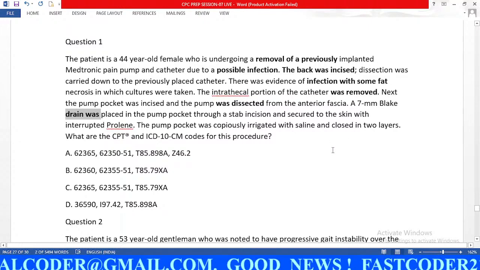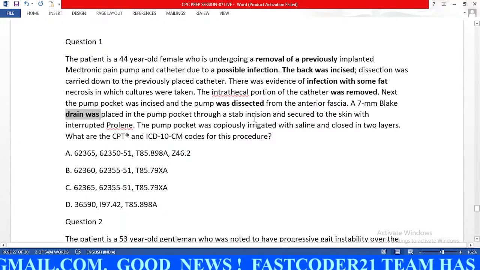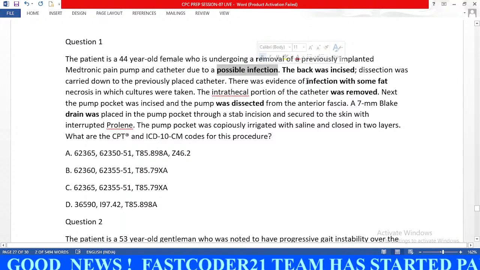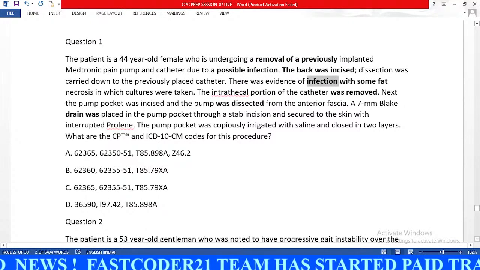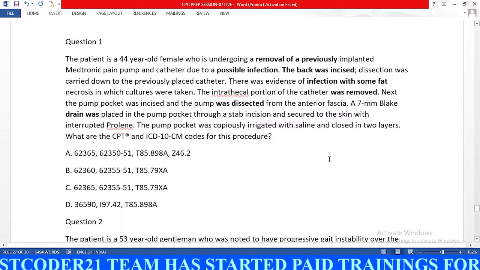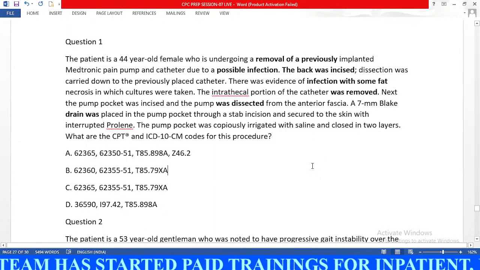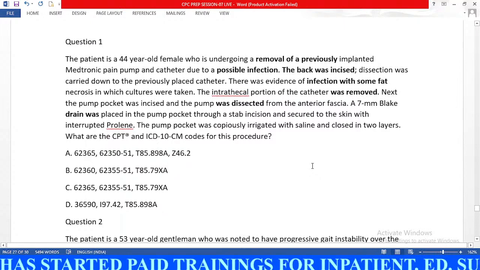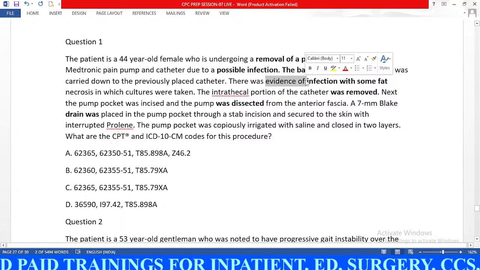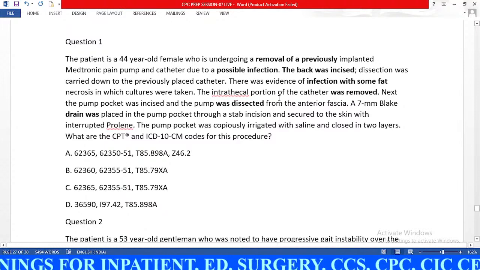So basically the procedure is: the patient has a previously implanted Medtronic pain pump. But here the physician said possible infection, while in the operative report he has confirmed: there was evidence of infection with some fat necrosis. Based on ICD guidelines, if the physician states evidence, we can take it in the outpatient setting. But for suggestive of, consistent with, those words we can't take. Here evidence of means we can consider it a confirmed diagnosis. So here the patient has an infection of the catheter location.